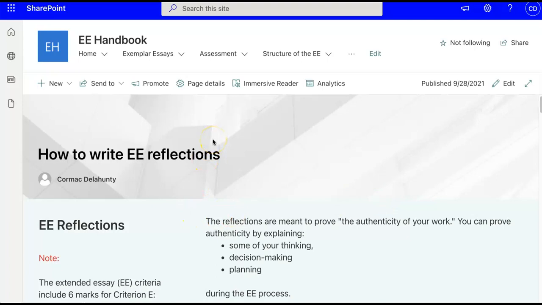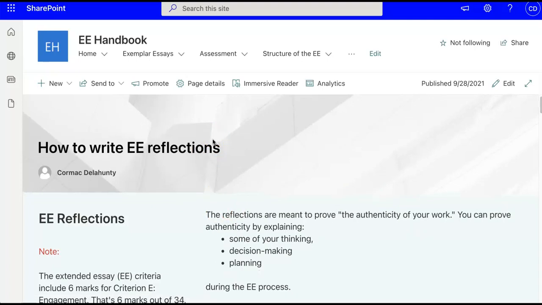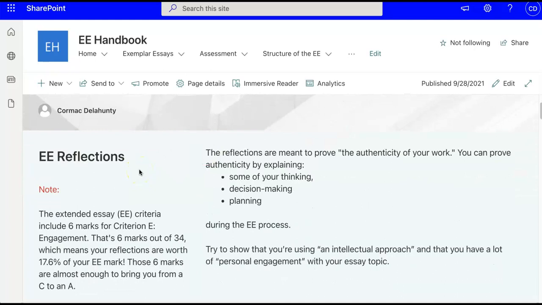Okay, now I want to talk about how to write EE reflections. As you probably know, the EE reflections are assessed under criterion E, engagement. There are 6 marks available for the reflections, and you must write 3 reflections throughout the EE process. You write the first reflection early in the process, perhaps in the 2nd or 3rd month. Then you write the interim reflection towards the end of your first DP year, and then you write the final reflection after you've submitted the essay. Remember that the maximum number of words for the 3 reflections, the combined total, is 500 words.